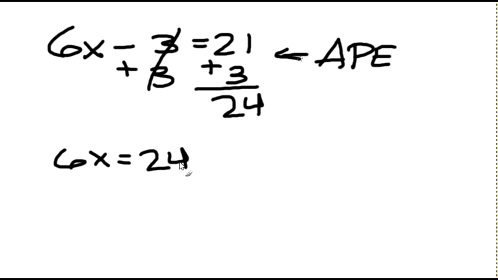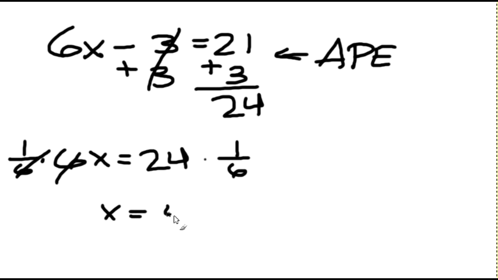And then now you're left with 6x is equal to 24. You need to get this 6 away from this x so that we can figure out what x is. And the way that you're going to do that is that you are going to multiply by 1 over 6 on both sides, which is also called dividing by 6. So those 6's cancel out, and then 24 divided by 6 is 4. So 4 would be the solution to this equation up here, and that was the multiplication property of equality.